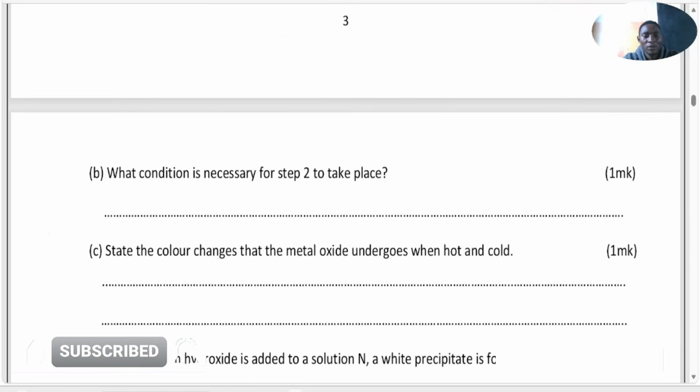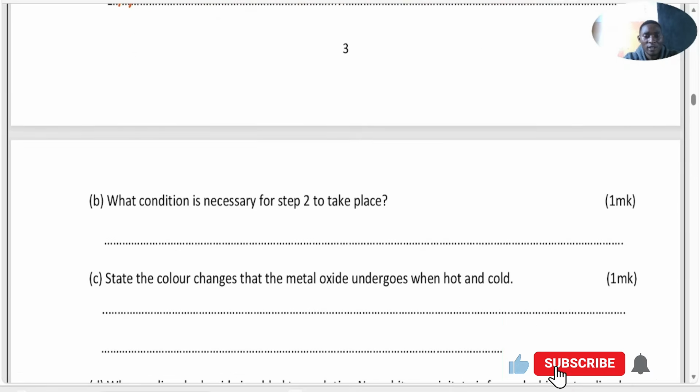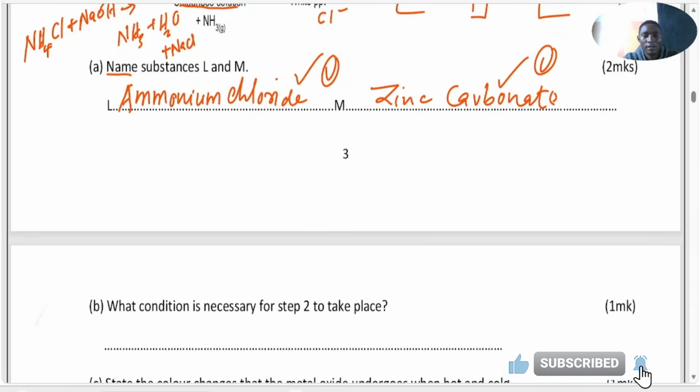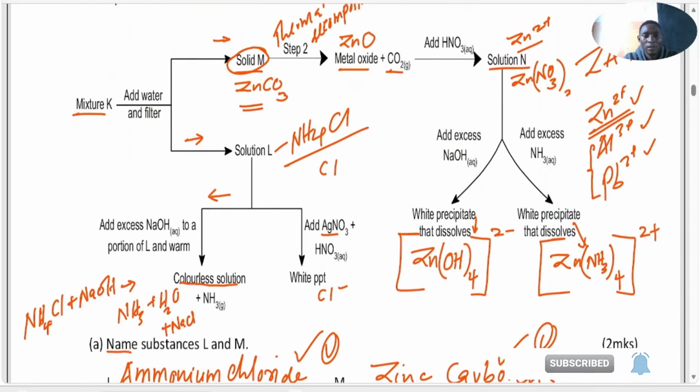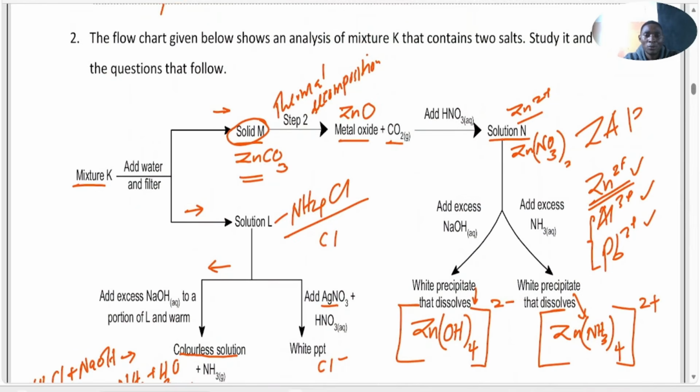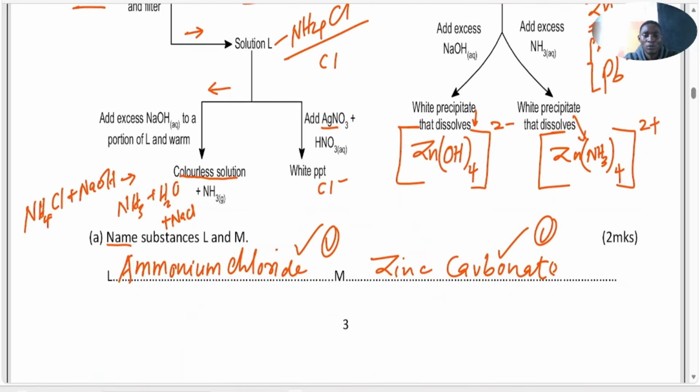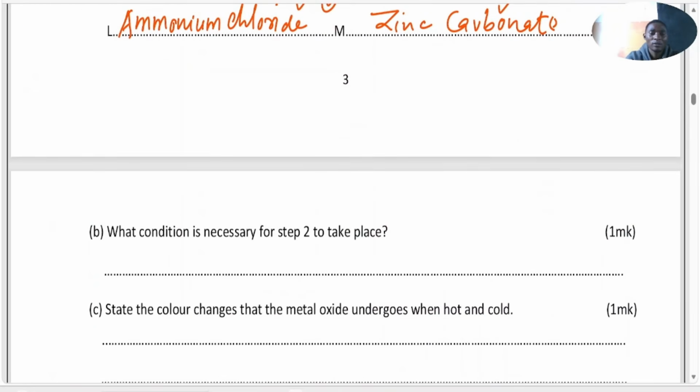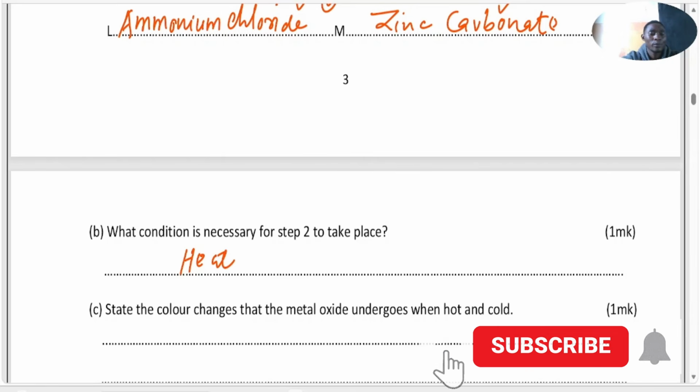Going to the next question: what condition is necessary for step 2 to take place? Let's see step 2. Yes, step 2 is it. It is required for that process to occur. So we need it, and that is the condition that is needed in that particular step. Let's look at step.